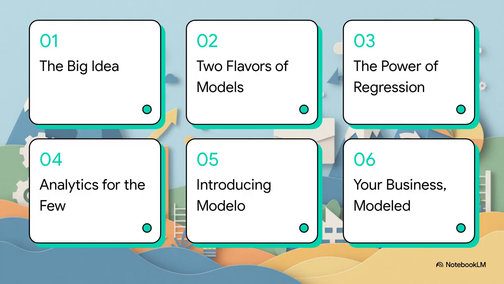So here's our game plan for today. We'll start with the big idea of what a model is, then look at the two main types you'll encounter. We'll touch on a really powerful engine called regression, and then we'll get to the heart of it, why this power has been locked away for so long, and the tool that's finally smashing those barriers so you can see your business in a completely new light.